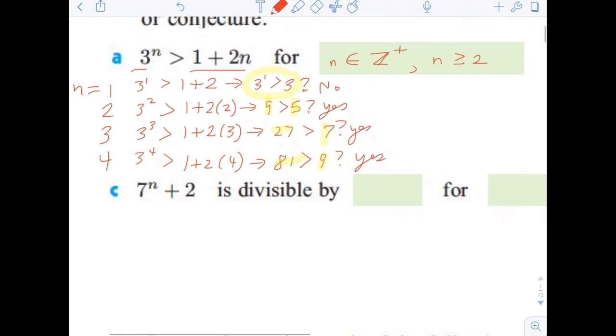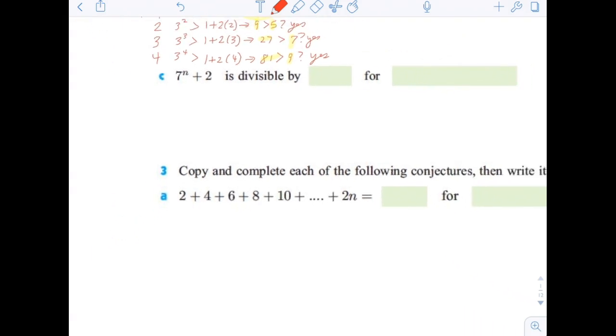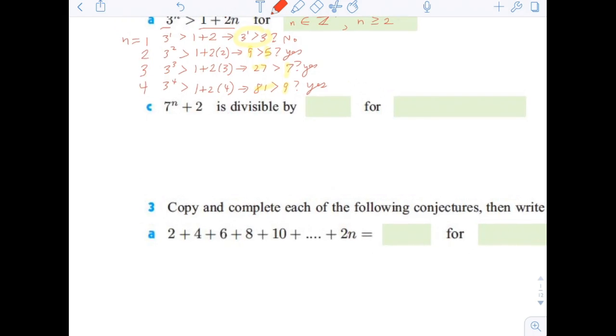Let's move on to C. So now we've got 7 to the nth plus 2 is divisible by something for certain numbers. Okay, so let's try that out again. We're going to try out n equals 1, 2, 3, and 4.